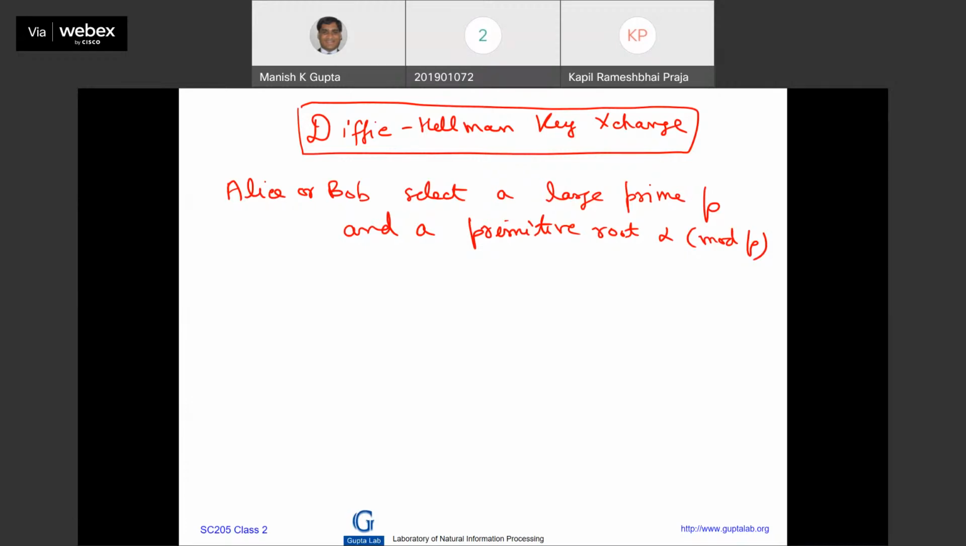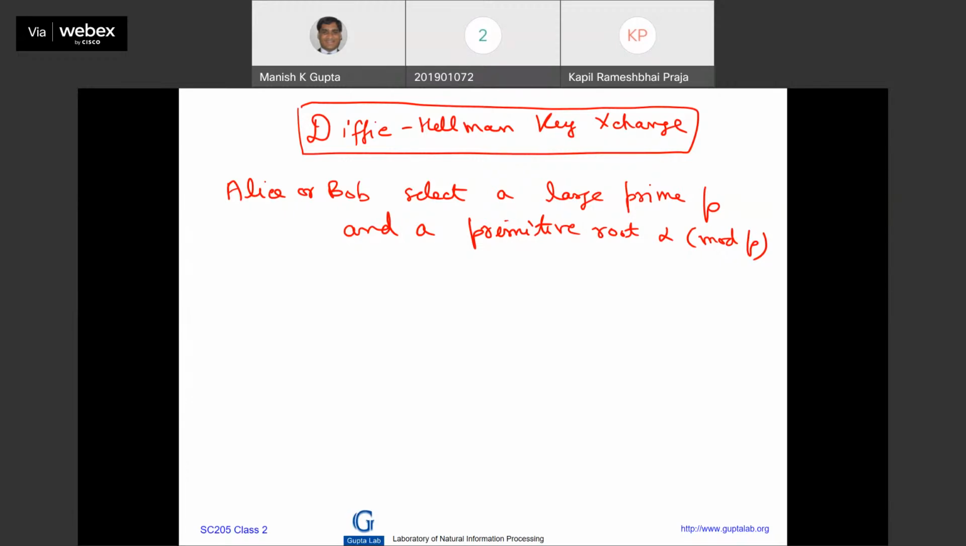Zp star is a group with respect to multiplication, integers modulo p, star. Zero is not there, so all the elements are 1, 2, 3 up to P minus 1. The total number of elements in Zp star is P minus 1. An element alpha of Zp star is said to be primitive if the order of alpha is the whole group order, P minus 1. That means you can generate the whole group using alpha. By just taking powers of alpha, you will get the entire group.